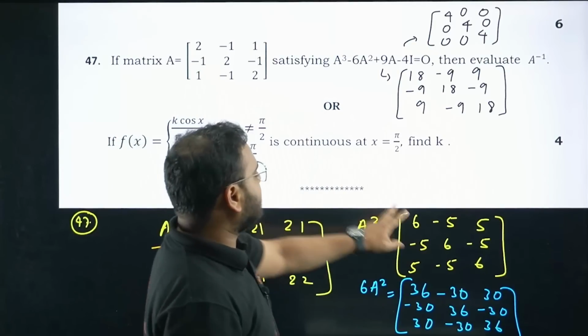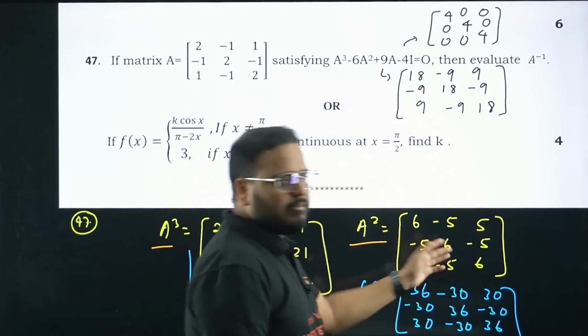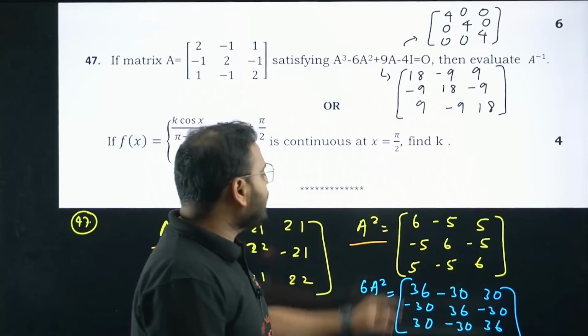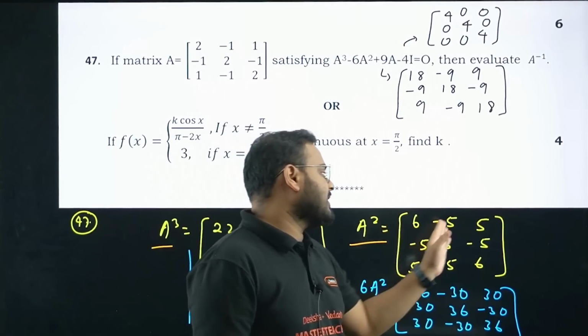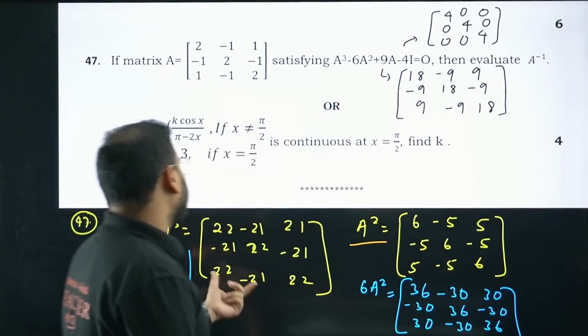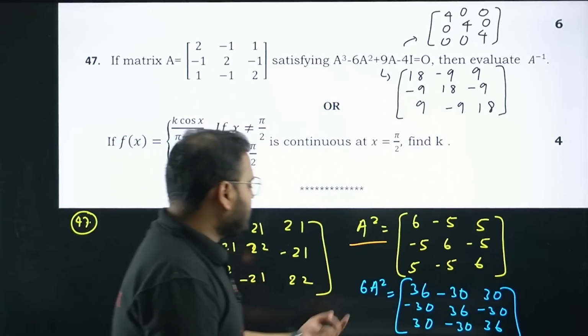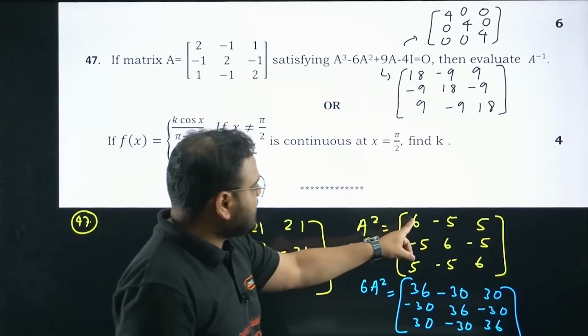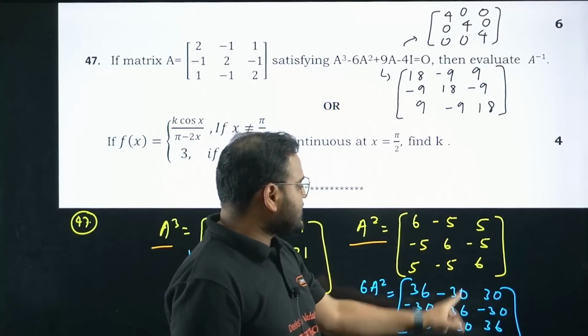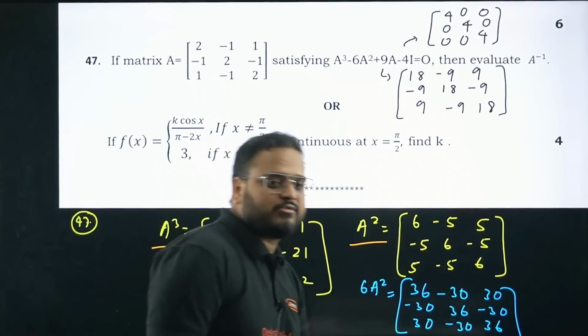A square I have taken as A into A. If you do, you're going to get this as 6, minus 5. Do one thing. Pause the video, multiply right now, you're going to get this result only. Same thing I've done here for A cube also. Then find 6A square. Multiply 6 into 6, 6 into minus 5, like that I've done. This is my 6A square matrix.